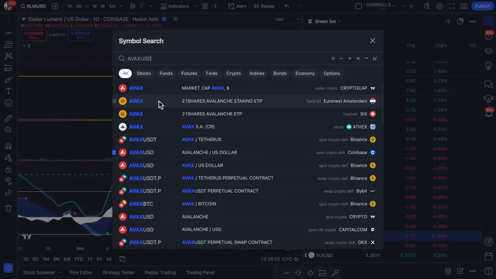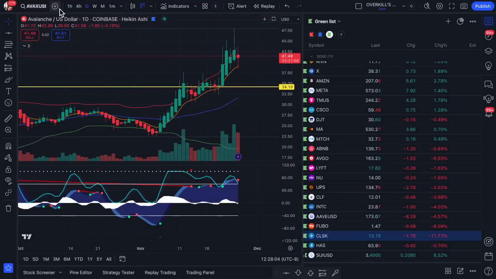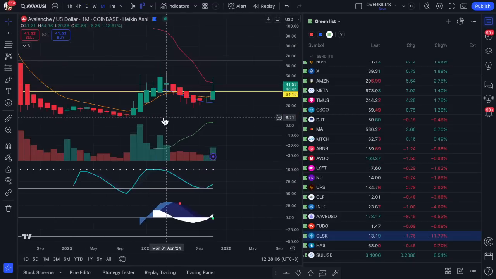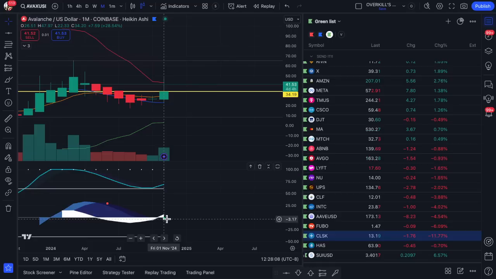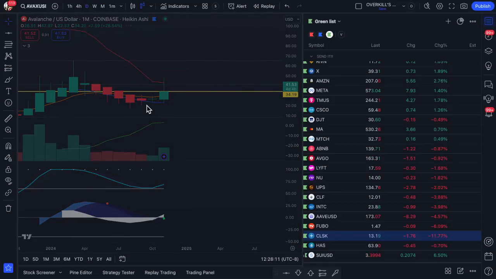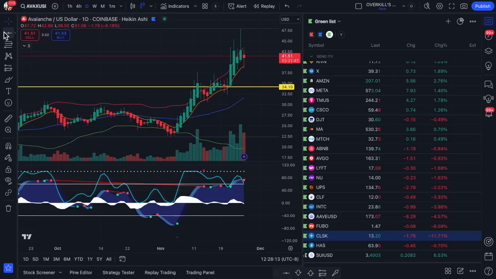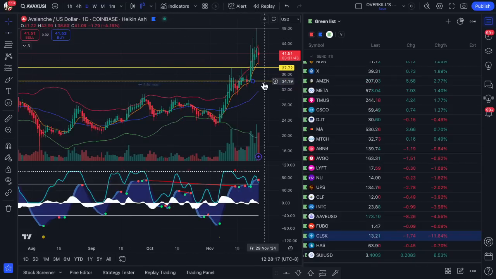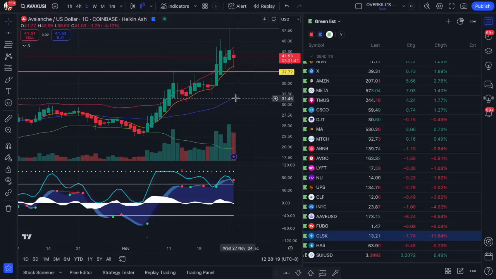AVAX. AVAX has got a red dot as well on the daily. Everything on crypto is red on the daily right now, but everything is still holding green on the monthly, so that's a good sign, right? It's right into our 9-day moving average, so let's put a stop loss on this one at 37. If that breaks, we will most likely come back down to our 30-day moving average.